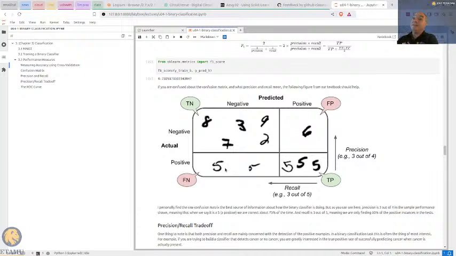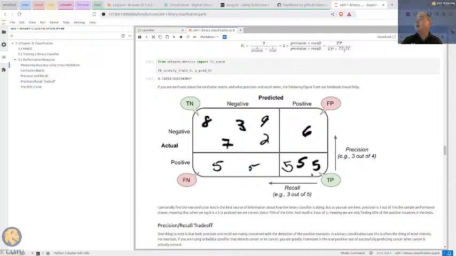So for a cancer detector, the consequences of that are that somebody could die. They go off and think they're fine, and the cancer progresses to some point where they can't actually do something about it. All right. So, which one is more important, recall or precision?